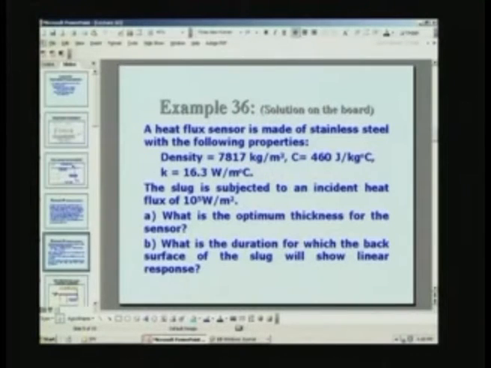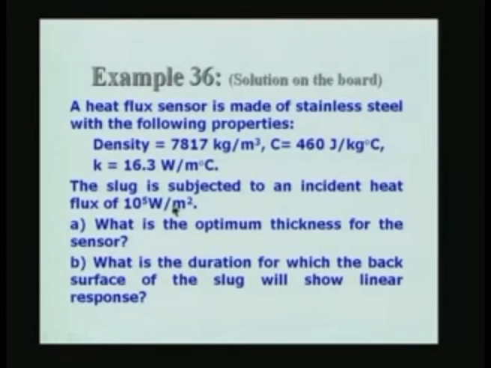So, we would like to find out what is the optimum thickness in this case when the slug is subjected to an incident heat flux of 10 to the power of 5 watts per meter square. I am just now increasing the heat flux. You can see that I have increased it to 10 to the power of 5 because the sensor is going to be useful for measuring very high heat fluxes.